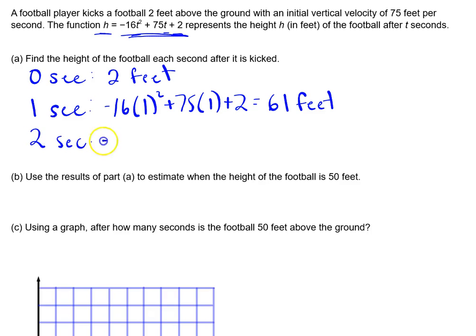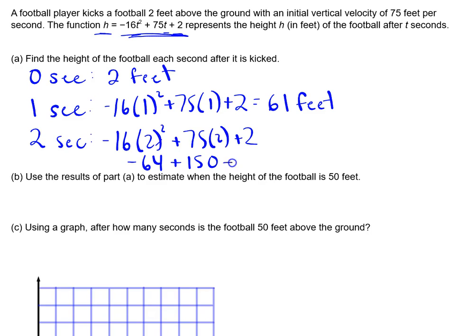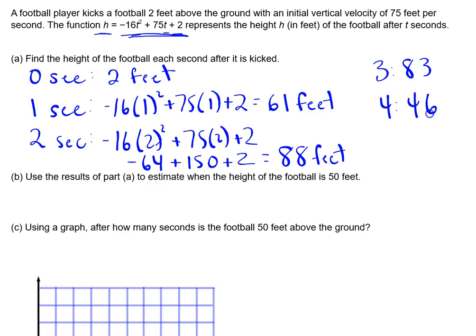After 2 seconds, that would be negative 16 times 2 squared plus 75 times 2 plus 2 feet. So we've got 2 squared is 4 times negative 16 is negative 64 plus 150 plus 2, 88 feet. And we can keep going. In the essence of time, I'm just going to go ahead and tell you what these calculations are. At 3 seconds, it's at 83 feet. After 4 seconds, it's at 46 feet. And after 5 seconds, it's at negative 23 feet.